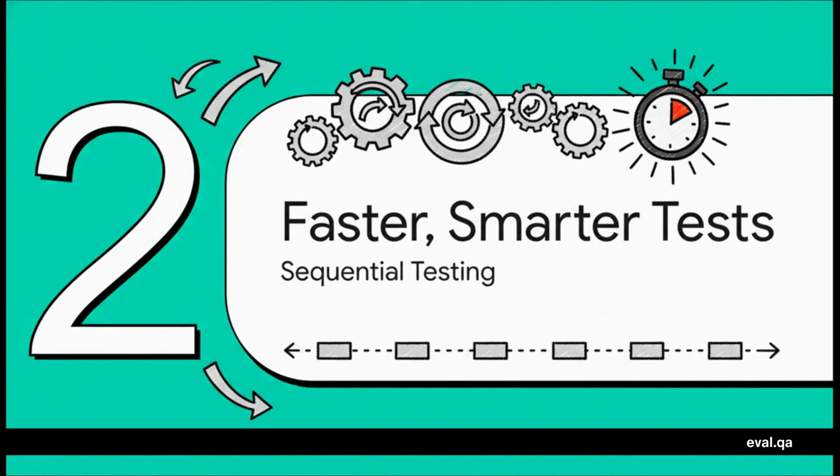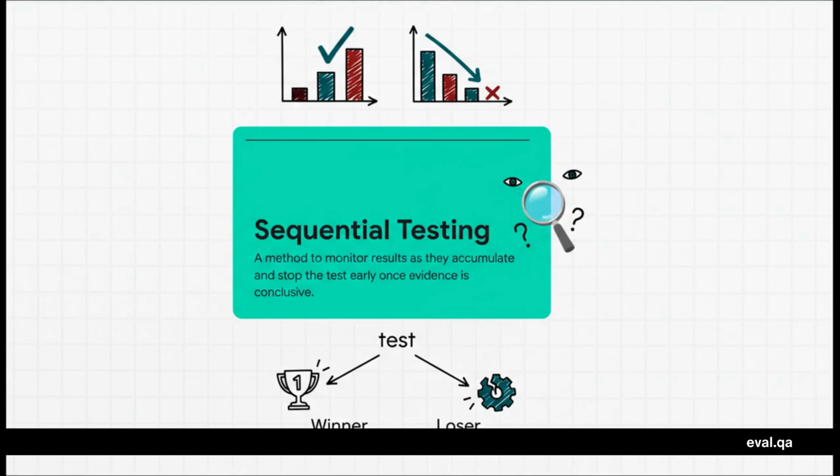Okay, so once you have that super rigorous foundation in place, you can start to optimize. You can get faster, more efficient. And that's where this really powerful technique called sequential testing comes into play. So with a traditional test, you have to wait for all the data to come in before you can look at it. But sequential testing lets you peek as you go. Now, the trick is you have to decide on your stopping rules ahead of time. But if you do that, you can stop the test the second you have a clear winner or a clear loser.